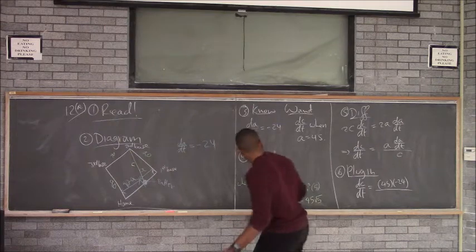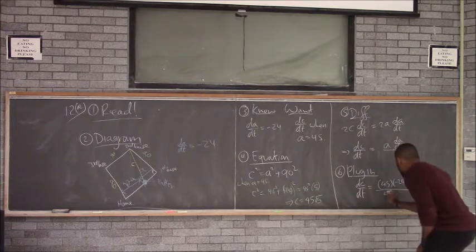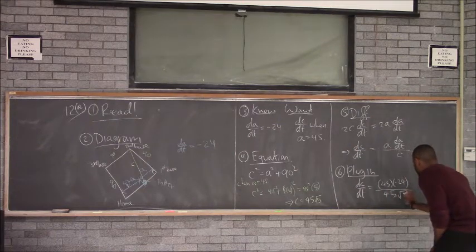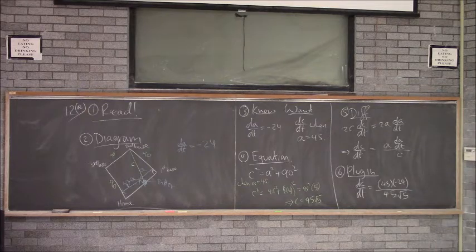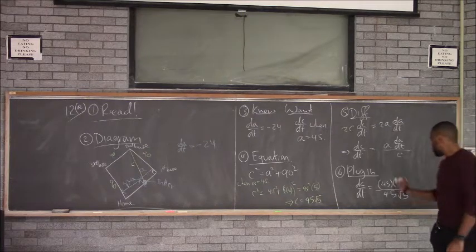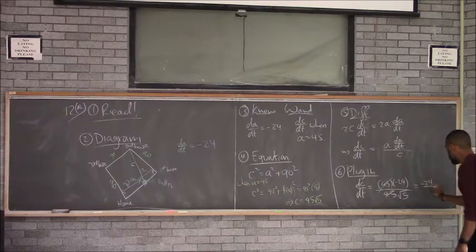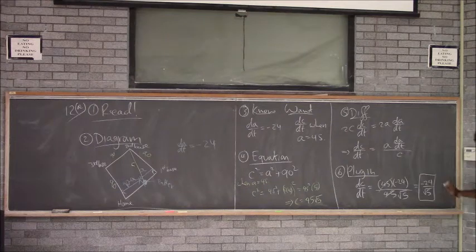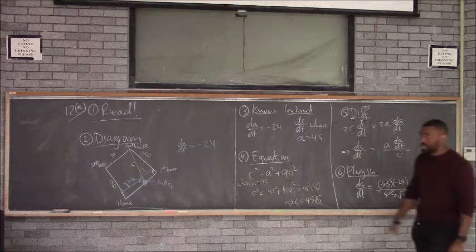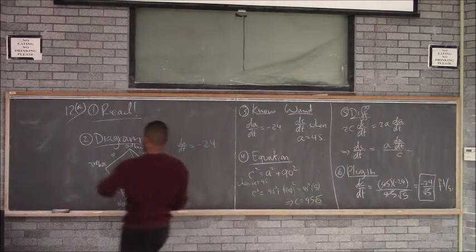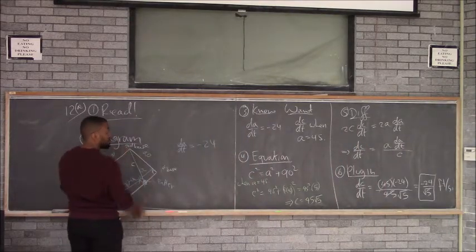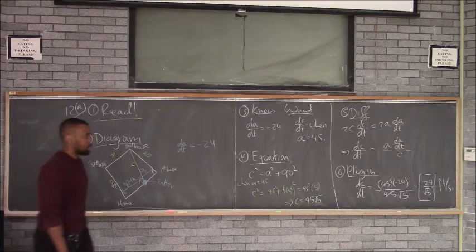And so now we plug that in. 45 root 5. And so the 45's cancel, and we get minus 24 over radical 5, in feet per second. Which is decreasing, so we have a negative. That actually makes sense because C is getting shorter as he runs towards that.